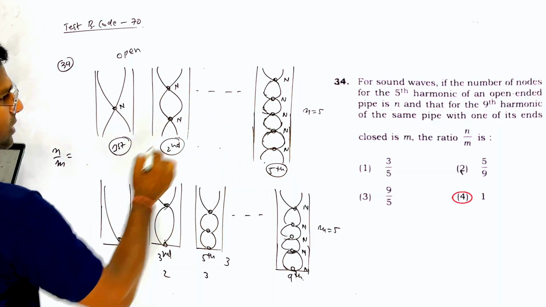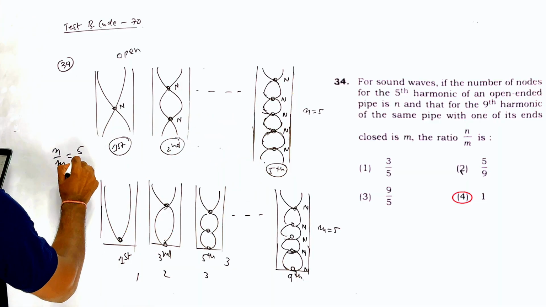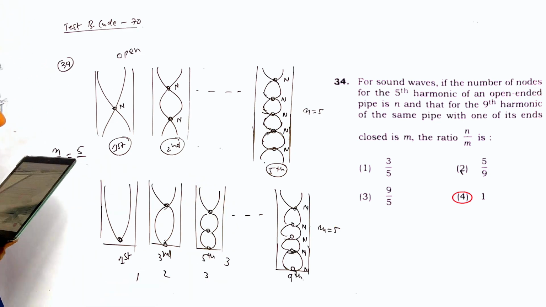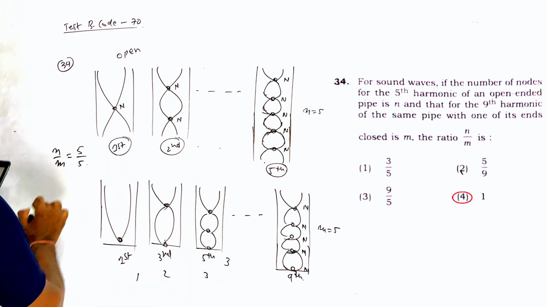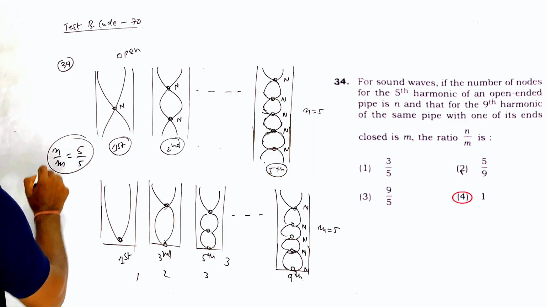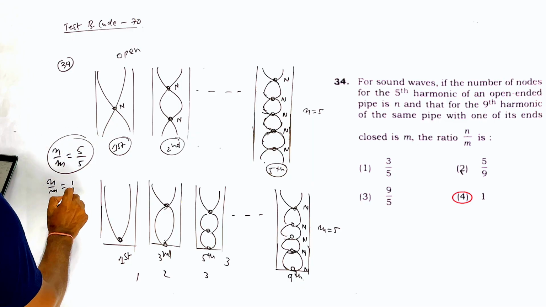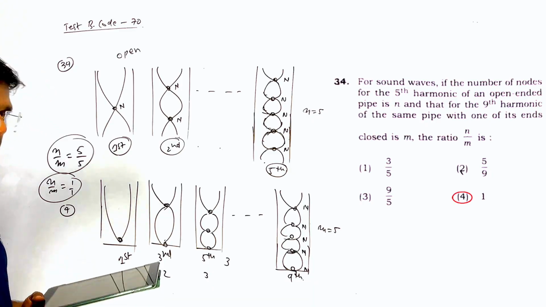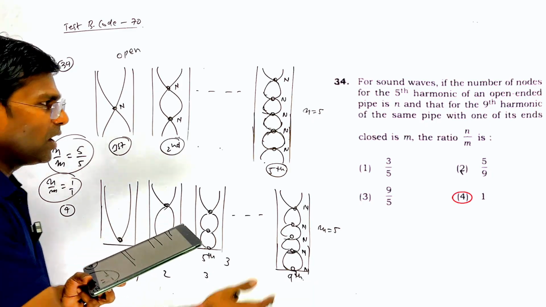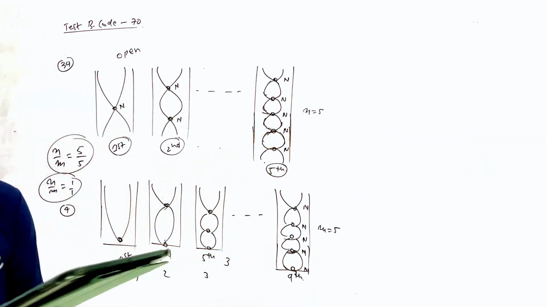So in this case, in the fifth harmonic, the number of nodes is 5. In the ninth harmonic, when it is closed at one end, the number of nodes is also 5, right? So what is the ratio? n by m is 1:1. So the fourth option is the correct option, right? Although this is also a good question, if you have done it correctly, comment your answer.